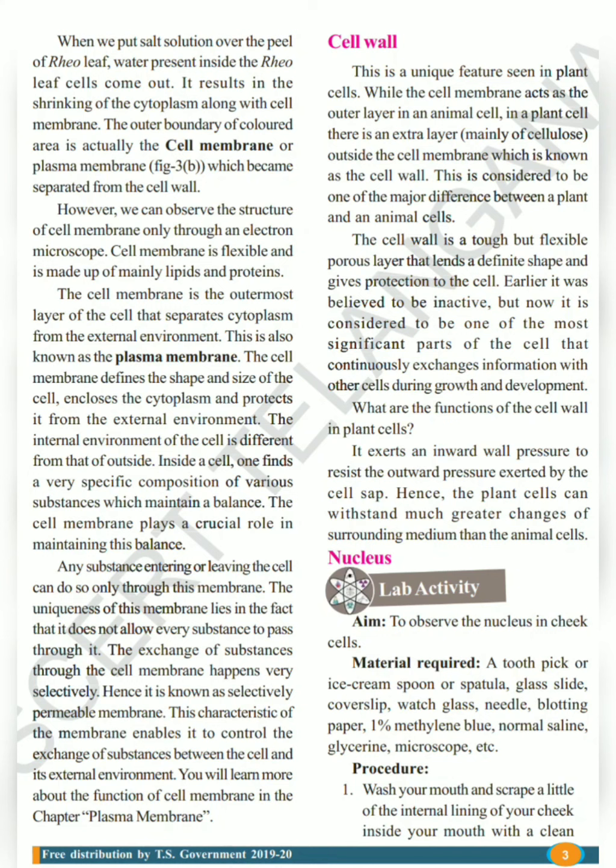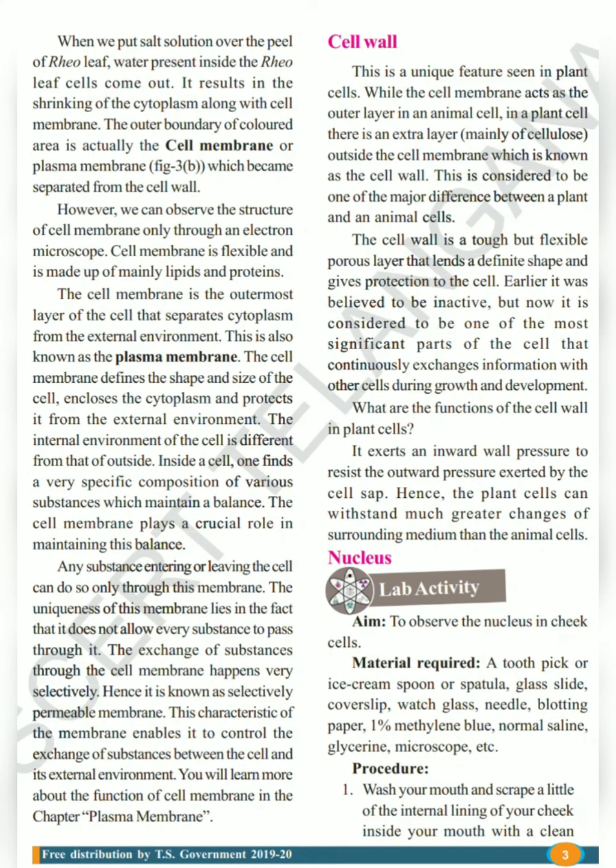And this is the uniqueness of this membrane. So that is the reason why we can even call this cell membrane as a selectively permeable membrane. What does it mean? See, selectively permeable membrane means this membrane allows only few substances to enter inside the cell, as well as it allows only few substances to exit outside the cell. So it is selectively allowing only few substances to come inside and go outside. So that's why we can even call the cell membrane as selectively permeable membrane.